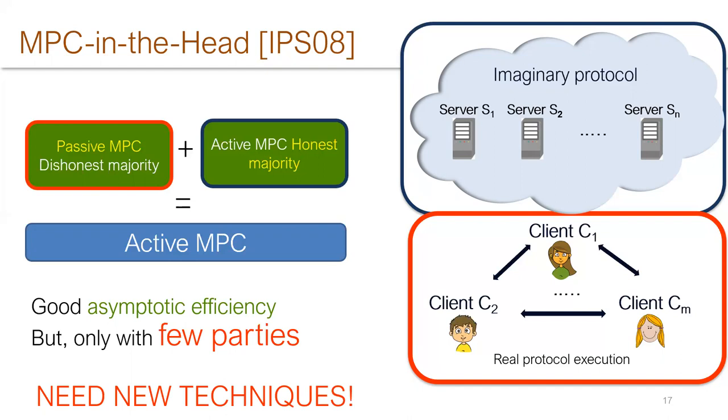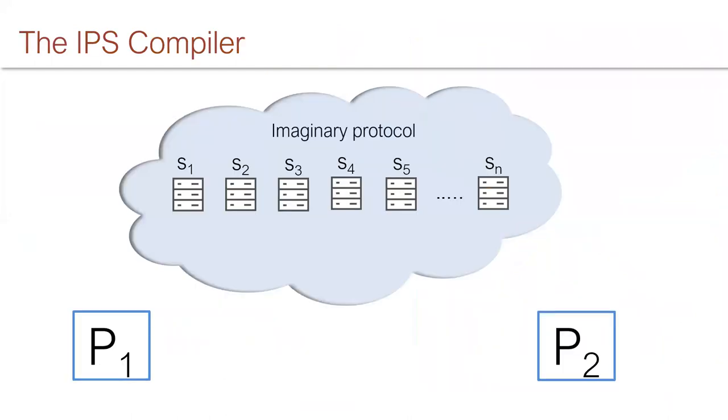Extending this technique directly would not work, as I'll show you next. And pushing the limits of the current bottlenecks requires considering a new approach. At a high level, the IPS compiler works as follows. Consider a two-party scenario.